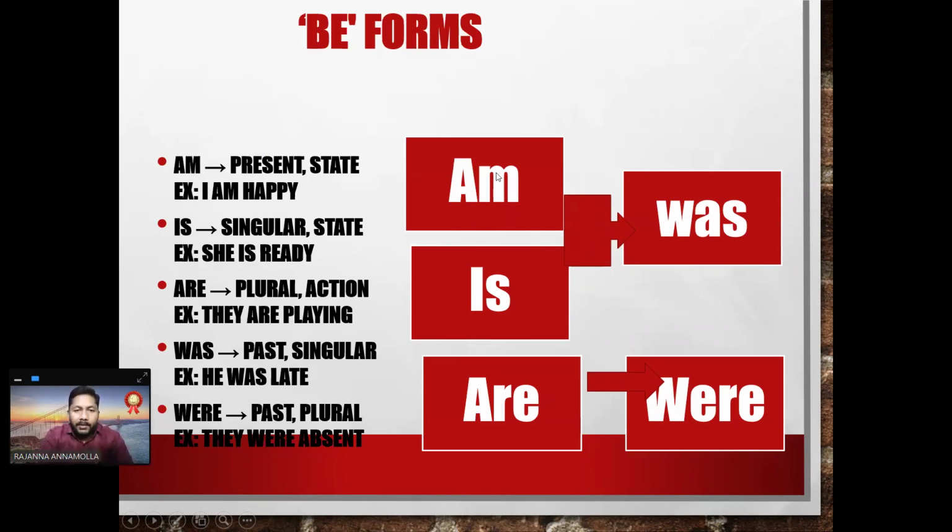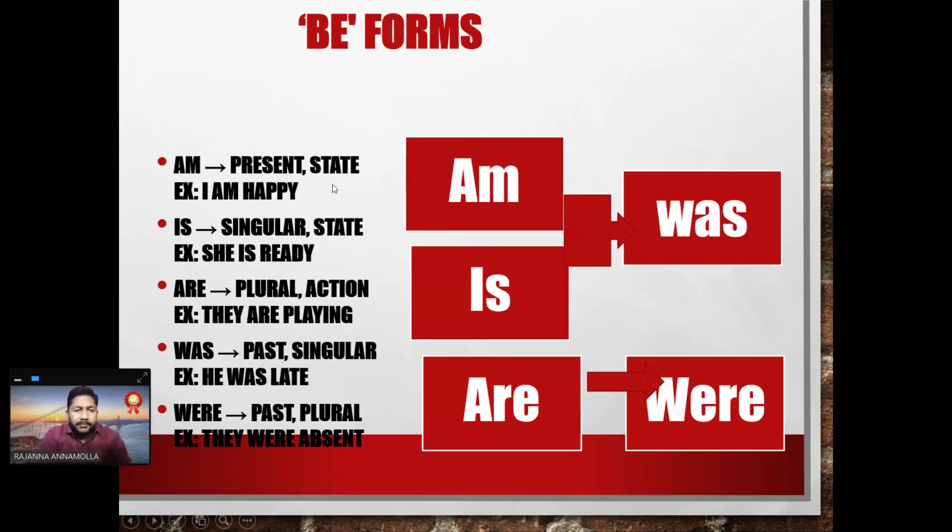Am is used only with the pronoun I in the present simple tense to talk about a state or action. Why do we use it? What does it indicate? It is used to denote a present state or action. In the present simple tense we use am to talk about a state, and in the present continuous tense we use it to talk about an action. See here, I am happy. This is a state, a state of being.